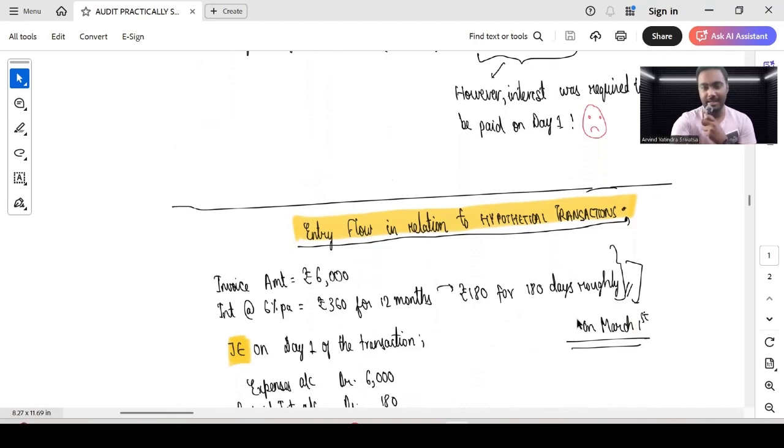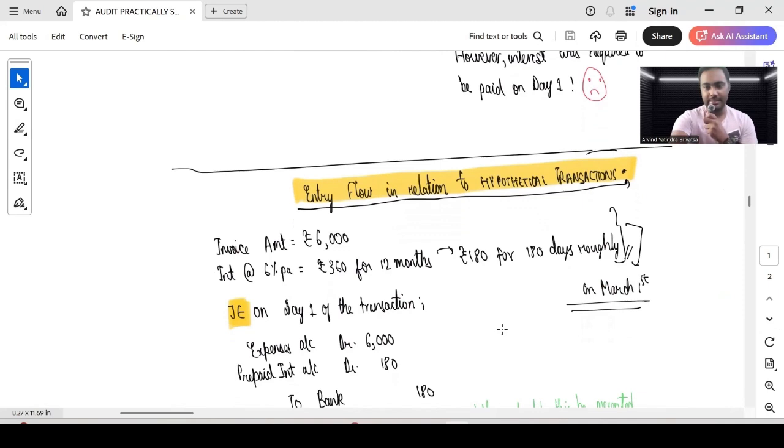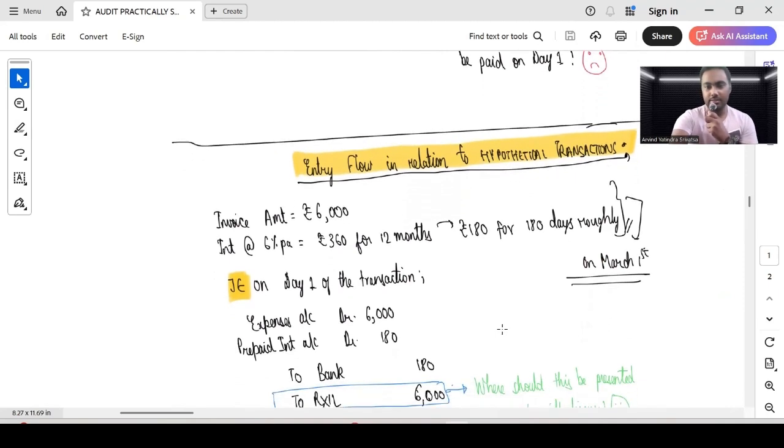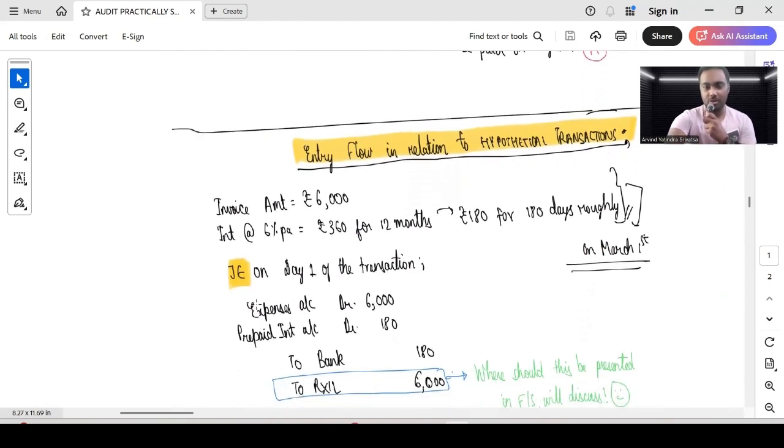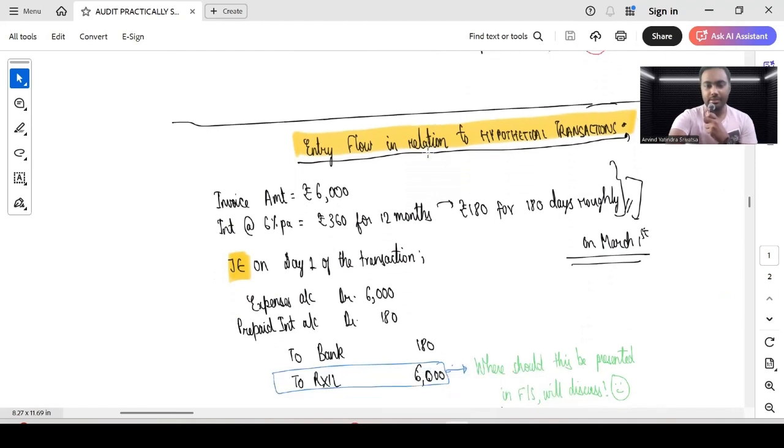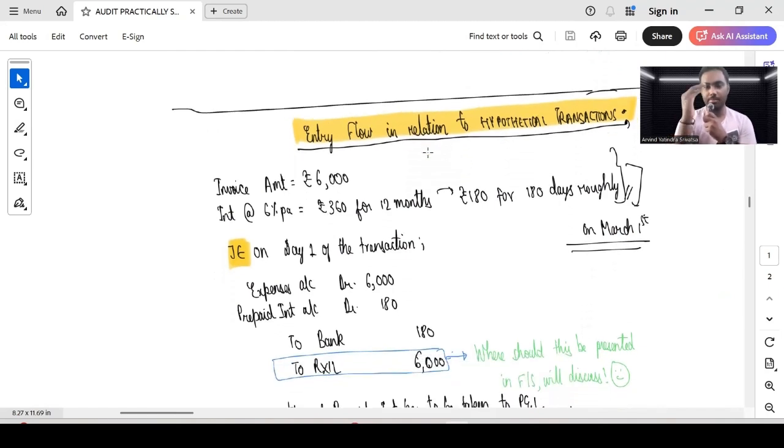And let's say this transaction happens on March 1st. So, the journal entry on the day of the transaction. What would be the journal entry, guys? The journal entry that would be passed is: expense account debit 6,000, prepaid interest account debit 180, to bank 180, to RXIL 6,000. So your expense would be debited at 6,000.